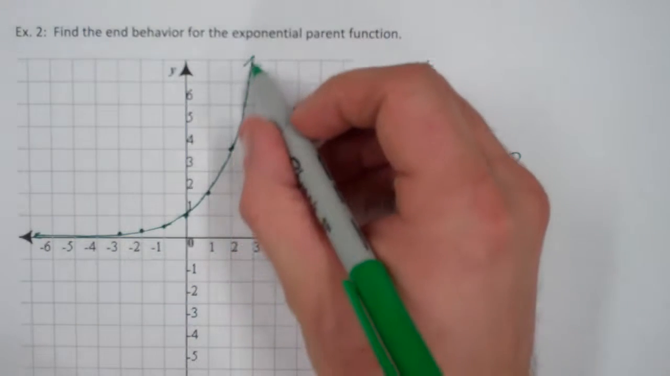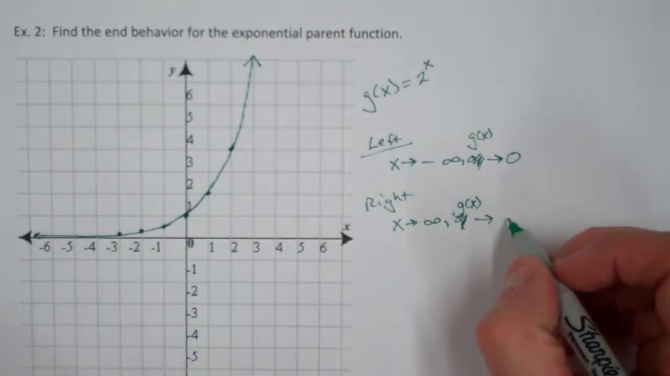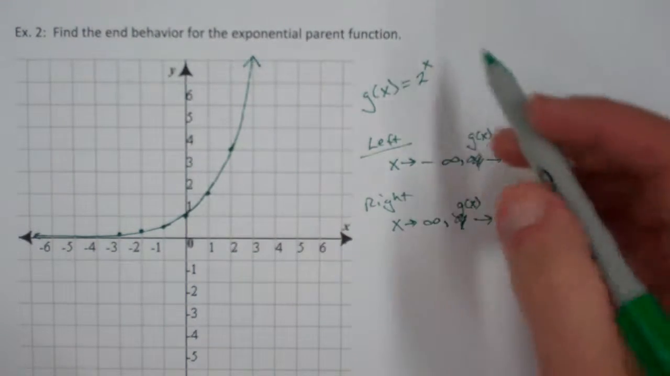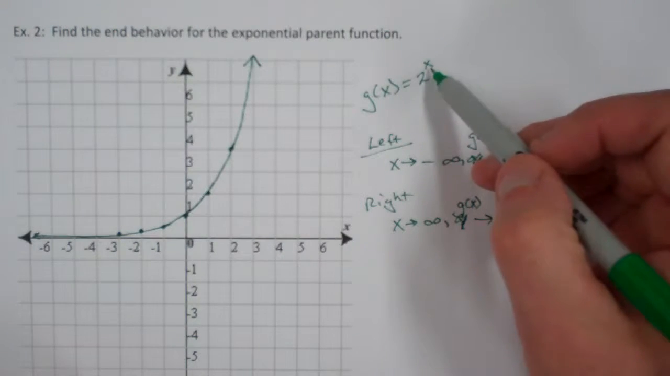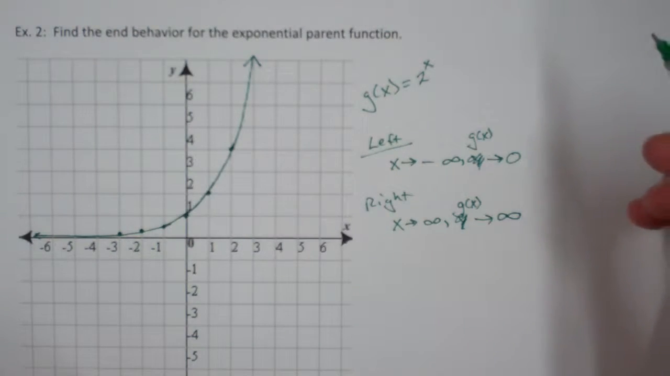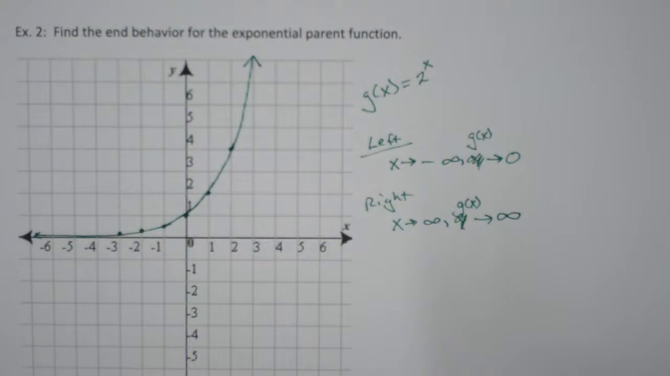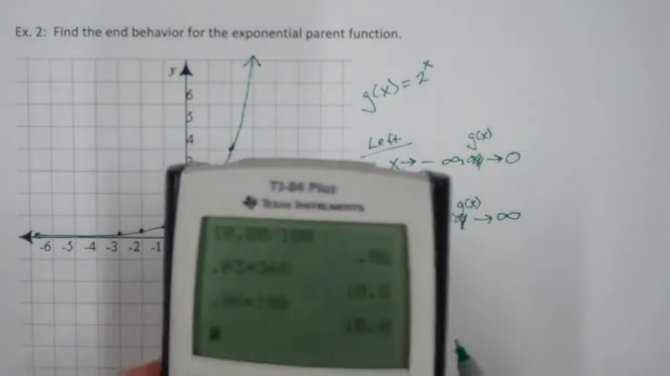This time, the y values will just approach infinity. They just keep growing and growing and growing. If x is very large, then g of x is going to be very, very, very large as well. You can verify this with a calculator if you'd like. I'll give you a couple ways to look at it.